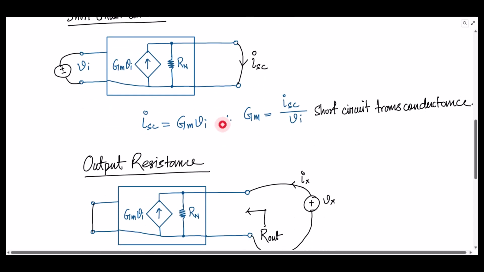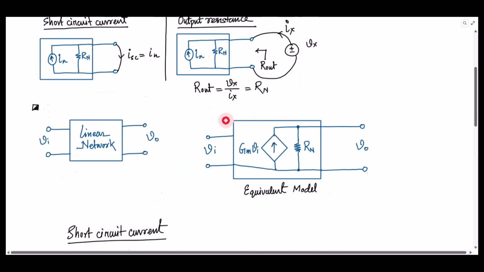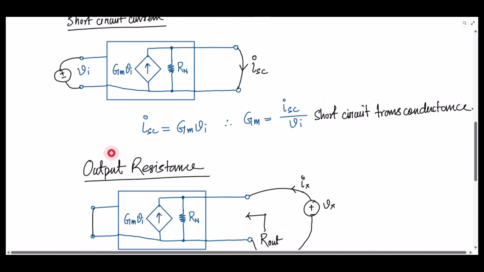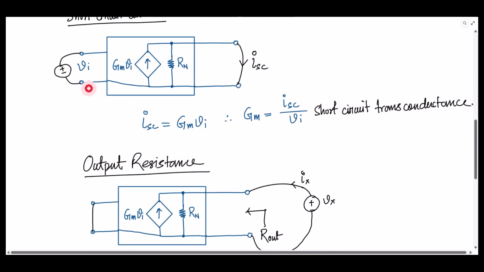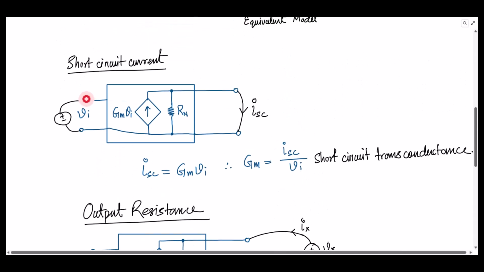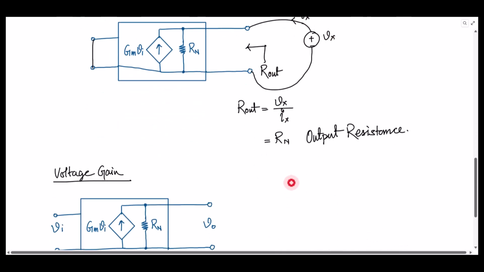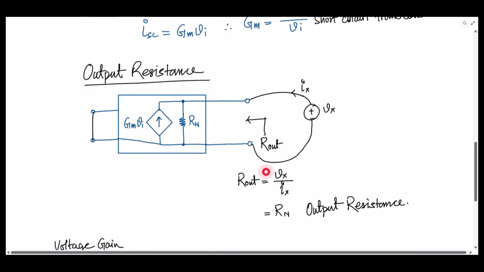Now, just like this one, you can calculate the output resistance. For this, whatever input source we have, we need to replace it by its equivalent model, which is a short, because it's a voltage source. So you can apply a small voltage Vx and calculate the current Ix, then take the ratio, and you will get the output resistance Rout.